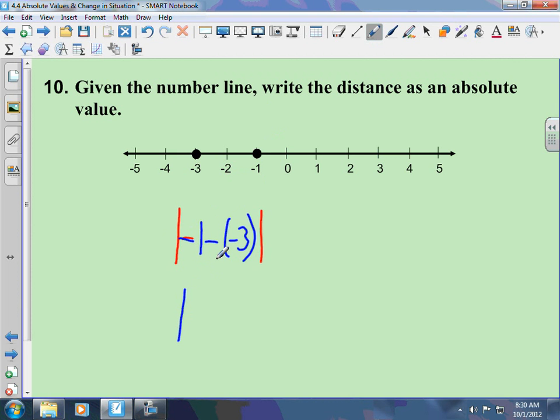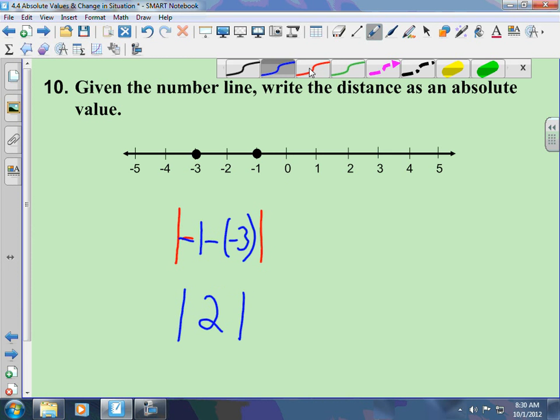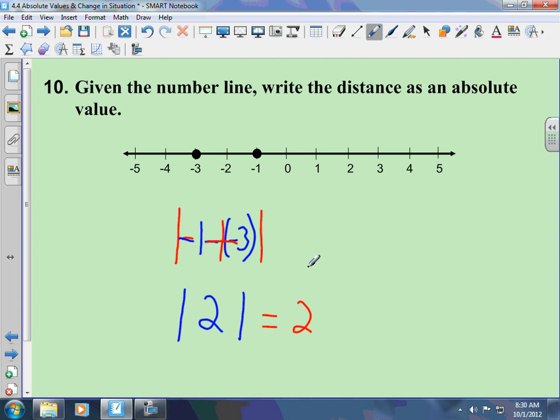What's negative 1 minus negative 3? Put this in the calculator, please. Negative 1 minus negative 3. It is 2. These two negatives become a positive. That makes it negative 1 plus 3, which is 2. The absolute value of 2 is 2.